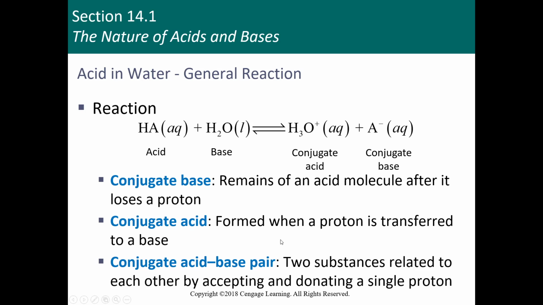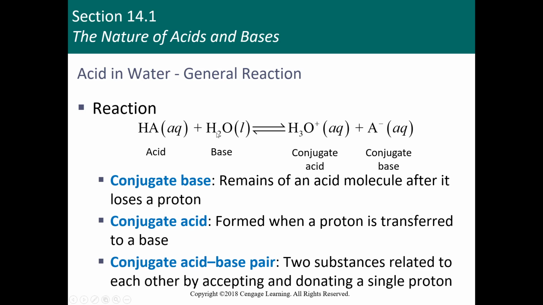Conjugate acid, this can be formed when a proton is transferred to a base. So right here we have a base. It has a conjugate acid. Conjugate meaning conjoined, right? And so this is conjoined with the base, conjugate acid. Again, how do you tell which one's the base? Well, it's the one that's going to gain an H+, right? And so this has gained an H+.